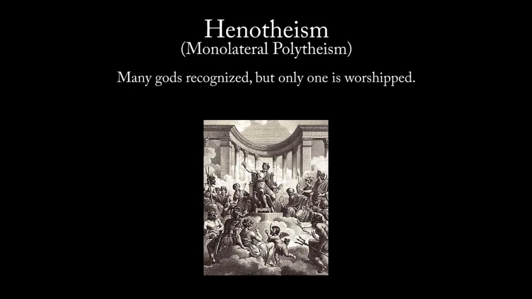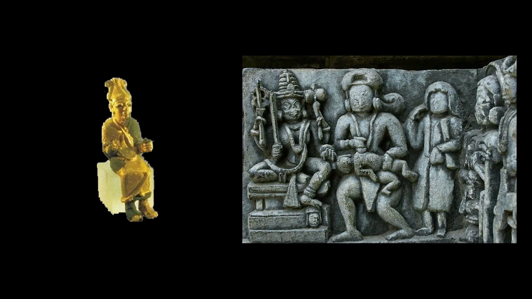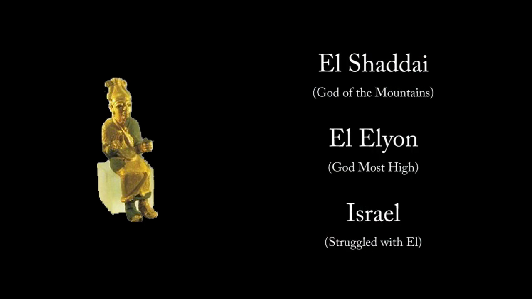As for the earlier practice of henotheism, this is a carryover from the worship of El. El was the supreme god of the ancient Canaanite religion, as in El Shaddai, El Elyon, and even Israel, which means struggled with El. Also, the Aramaic word for El is Elah, which morphed into the Arabic word Allah. In time, the worship of El declined and merged into Yahweh.